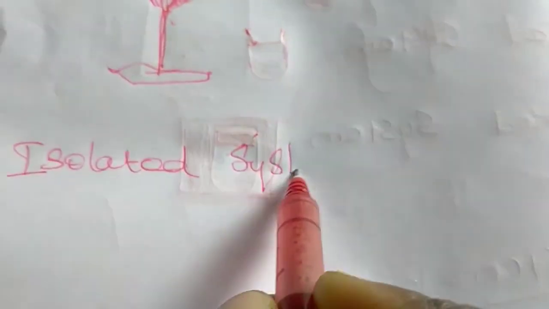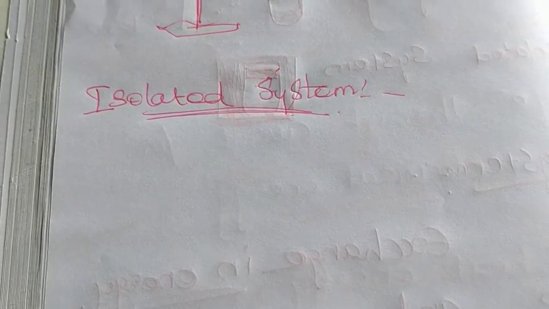The third type of system is the isolated system. In this isolated system, it is different from the previous two systems. It is totally isolated from the surroundings. That means there is no transfer of heat energy and no transfer of matter from the system to the surroundings.